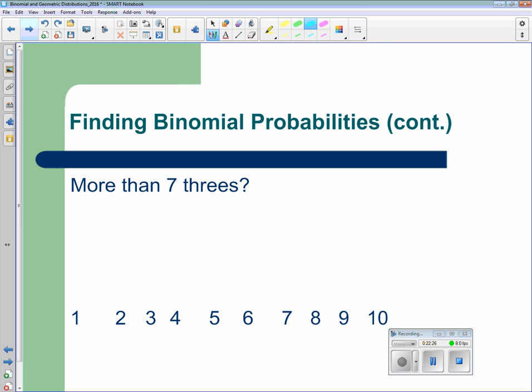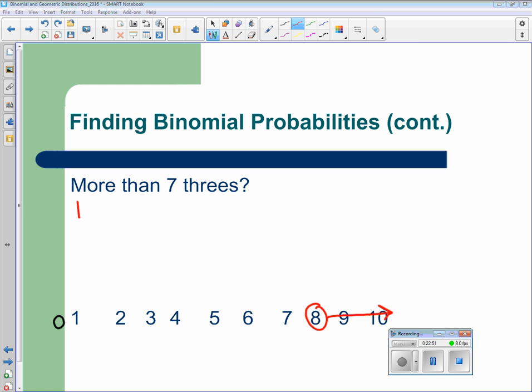More than 7 threes. Yes, Jennifer's exactly right. We need to make sure we always have 0. It's possible to have no 3s at all, so you always want to include that. I agree. More than 7. Are we okay with me saying that it starts at 8 and goes all the way to 10? Would you agree? Agree with that? I agree with that. All right, so go ahead.